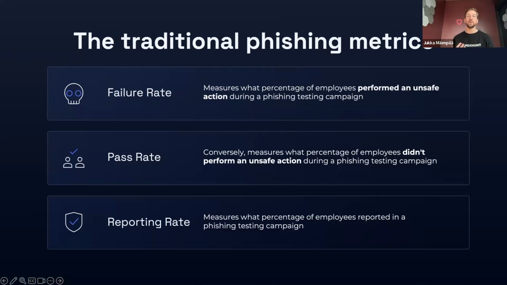So if you've been doing phishing training, security awareness training, these might be traditional phishing metrics that you're familiar with. We have the failure rate, so how many people do an unsafe action like clicking on a phishing campaign email. We have the pass rate, so people who didn't click, so we don't know what they did, but at least they didn't fail. And then we have the reporting rate, so people who took the correct action, if you will, so they reported the actual phishing campaign.